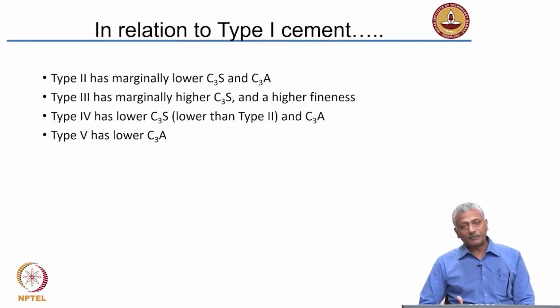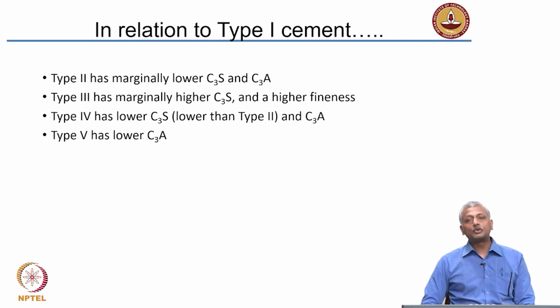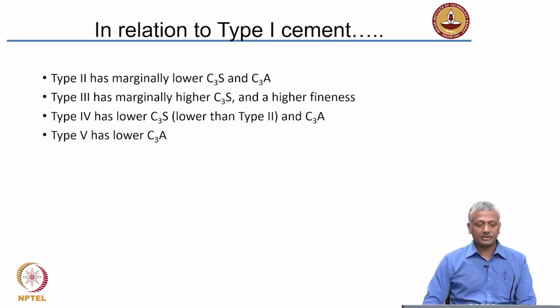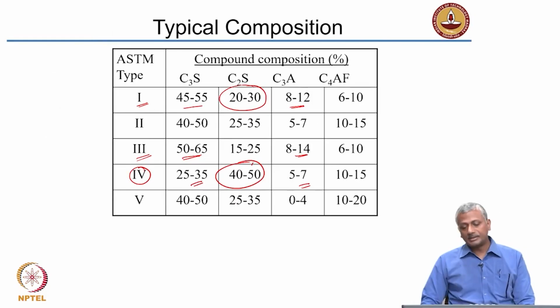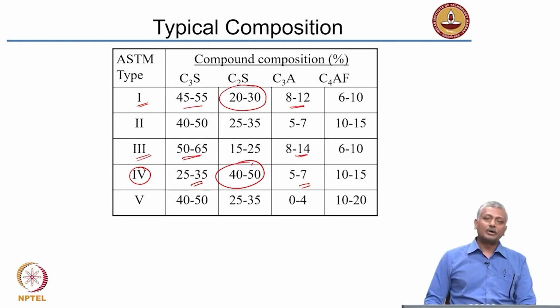So, in relation to type 1 cement, that is general purpose cement, type 2 will have marginally lower C3S and C3A, type 3 will have marginally higher C3S and, as I said, a higher fineness. Okay. Type 4 will have a lower C3S and also lower C3A content and generally much higher C2S content. Type 5 will have a lower C3A content. That is what you see in this table here in terms of the quantities of the compounds presented in different types of cements.